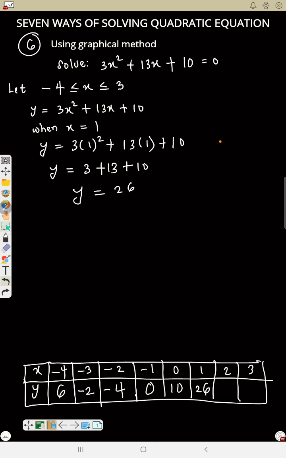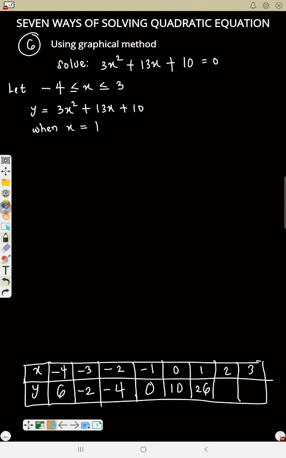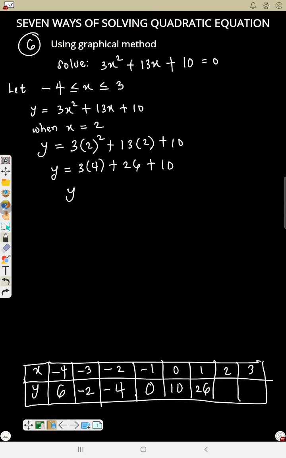Again, when s equals 2, y equals 3(2)² + 13(2) + 10. Y equals 3(4) + 26, that is 13 times 2. So y equals 12 + 26 + 10. So y equals 22 + 26, that will be 48. So y is 48.